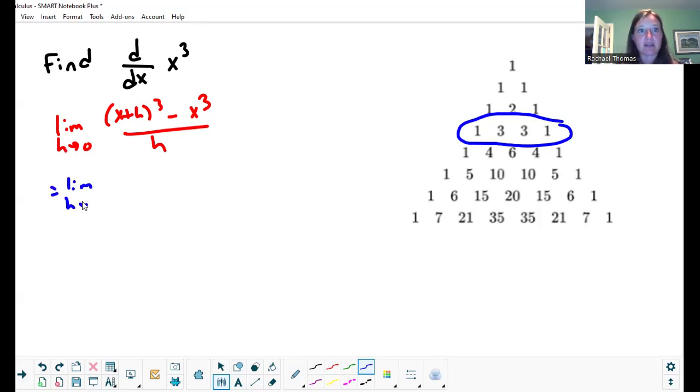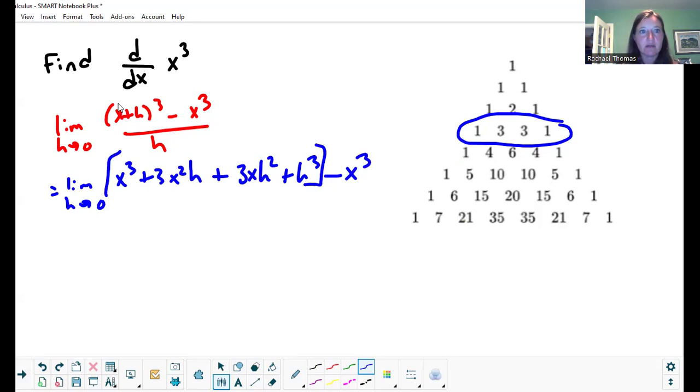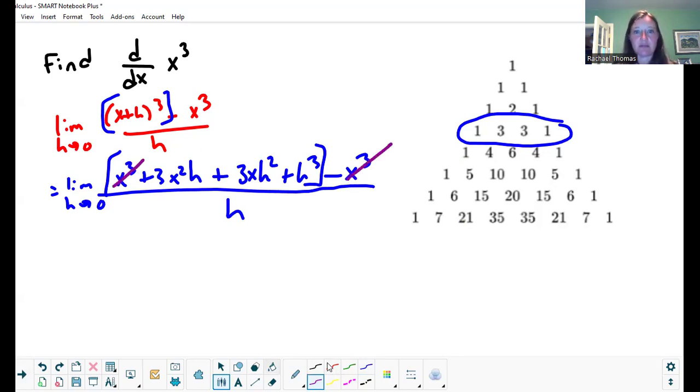This becomes limit as h goes to 0 of x cubed, 1 x cubed, plus 3, that power goes down by 1, x squared, and I introduce an h. Next coefficient is 3, that power goes down by 1, this power goes up by 1. And the last term would be 1 times h cubed minus x cubed. This whole thing from there to there was all divided by h. I'm going to cancel. x cubed minus x cubed. h.